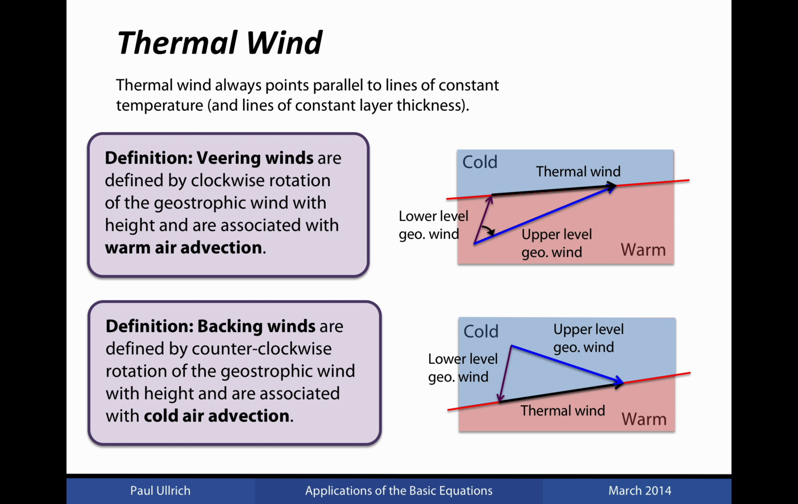So at the lower level here, we have the purple vector, and at the upper level we have the blue vector, again in the lowermost figure. Here, with respect to altitude, we see a counterclockwise rotation as the purple vector transitions into the blue vector. The thermal wind vector shows up in black here, again pointing along lines of constant layer average temperature. This particular configuration gives rise to geostrophic wind vectors which are indicative of advection of cold air. That is, they are pushing cold air into the warm region.